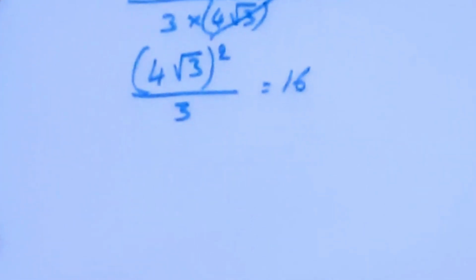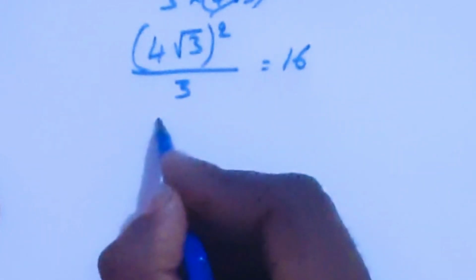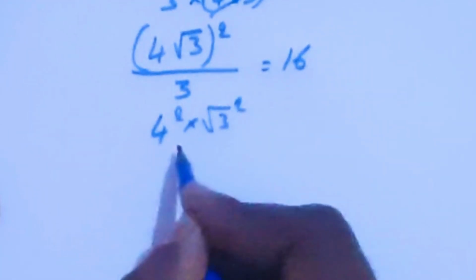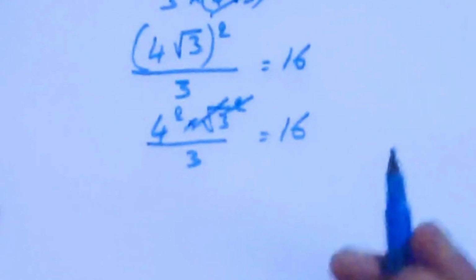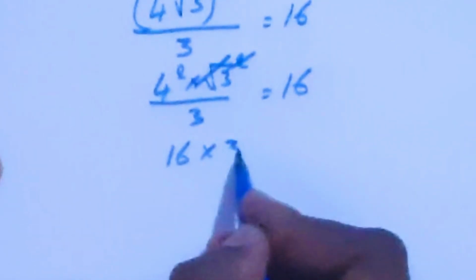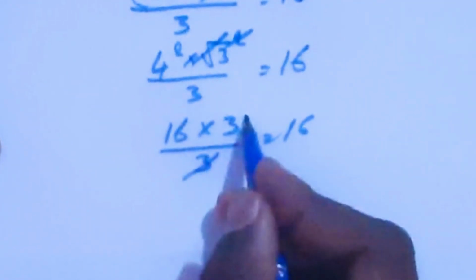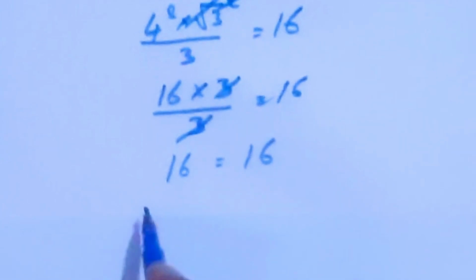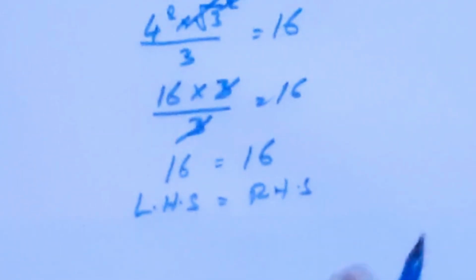Now applying the square here, 4 square times square root of 3 square by 3 equals 16. Now this square and square root will cancel each other. Now we have 4 square, that is 16, times 3 by 3 equals 16. Now this 3 cancels this 3. So we have 16 equals 16. So LHS equals RHS.